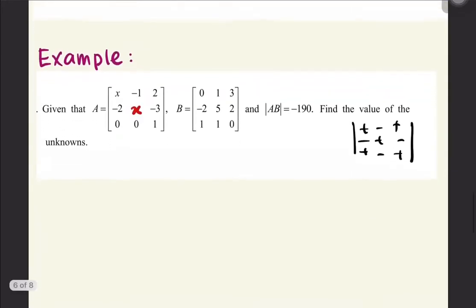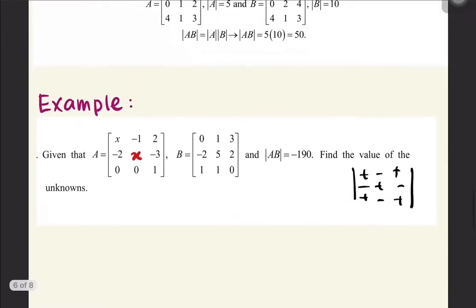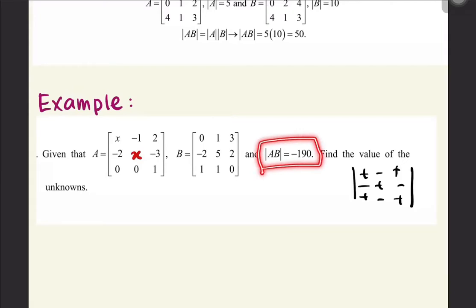Okay, take a look at this example here. They are using these properties, but the question is asked differently. So we are going to discuss this one. You are given a matrix A, and you have an unknown here, and this is matrix B. And you have a clue that the determinant of AB is equal to negative 190. So find the value of the unknown.